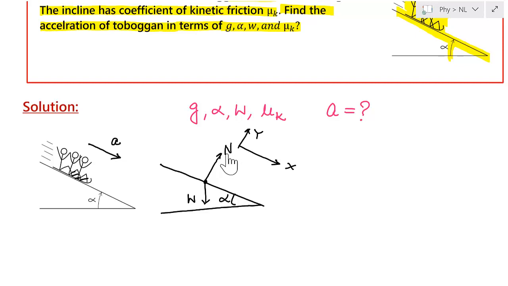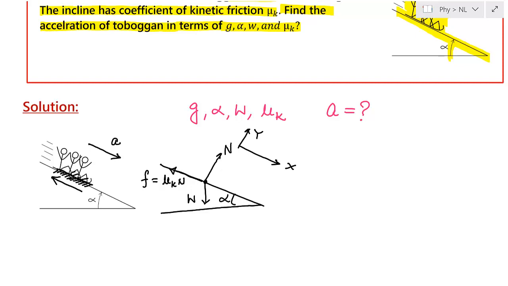What other forces are acting? Since this toboggan has a tendency to go in the downward direction, there will be a friction force on the point of contact or surface of contact between this toboggan and the inclined plane. And this friction force will act opposite to the motion. This means towards up the incline. So this is the friction force that will act in this direction, and the value of this friction will be mu k times the normal reaction. That is, this friction force is kinetic in nature.